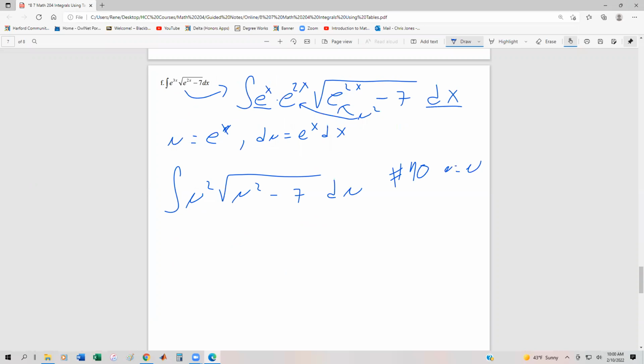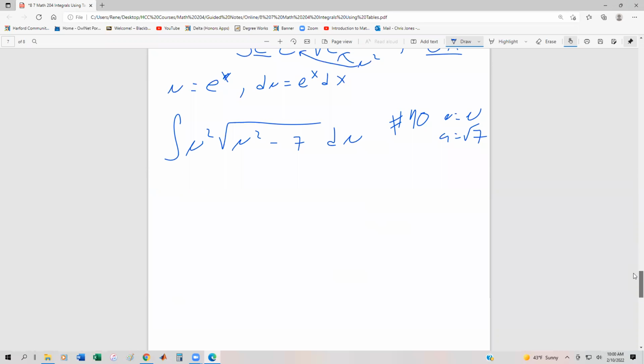u equals u, a equals square root of 7. And we're just going to go ahead and throw it into that nasty formula, and then we're going to have to back substitute when we're done. So this is going to be equal to u over 8, and then we have 2u squared minus a squared. And in this case, a squared is going to be 7.